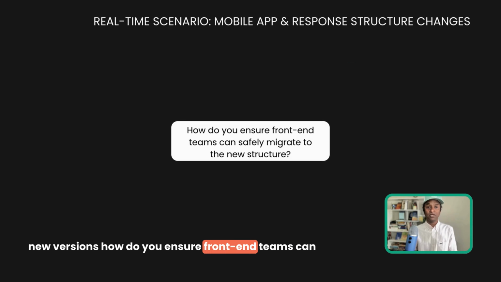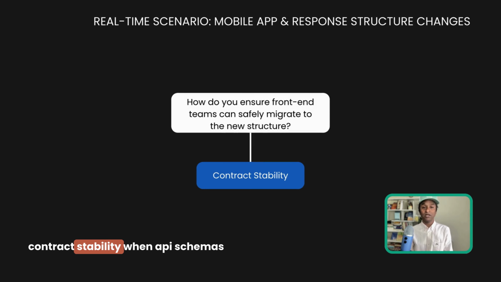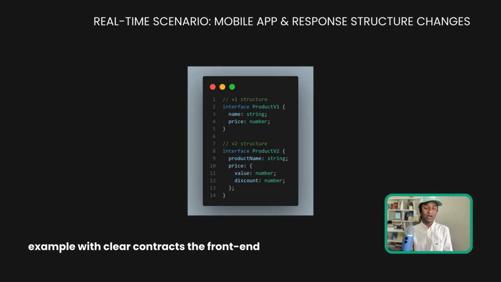How do you ensure front end teams can safely migrate to the new structure? Solution: contract stability. When API schemas change, front end teams need clear contracts so they know what to expect and can code accordingly. Using version specific typed interfaces or DTOs, data transfer objects, ensures each version is clearly defined and mapped. Example: with clear contracts, the front end team knows exactly what to expect and can safely consume the correct API version without surprises.